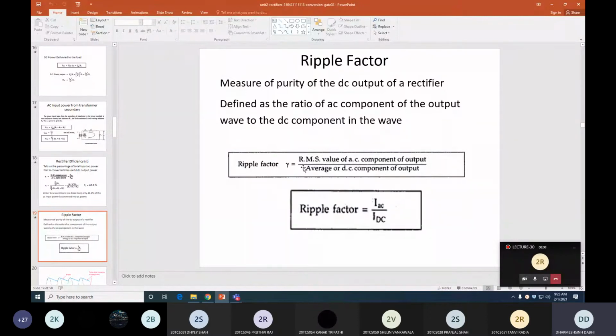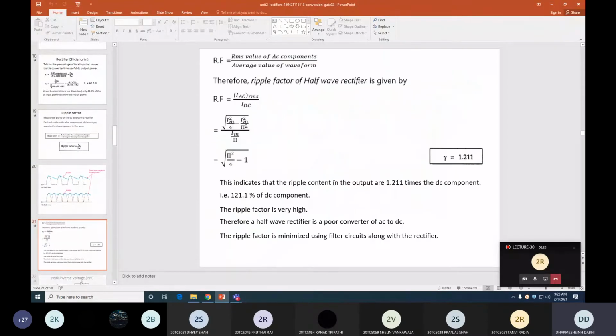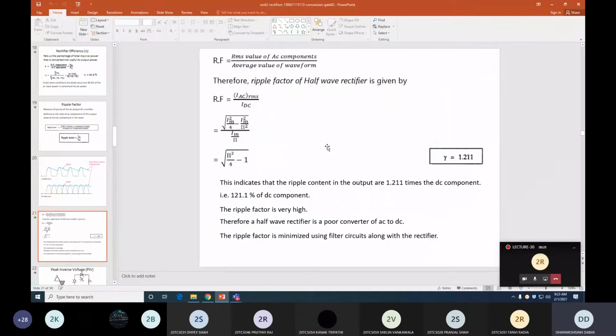This is the ratio of the RMS value of the AC component to the average value of the DC component. And this is what the ripple looks like at the output of the rectifier. First, that is the output of the half wave rectifier, and the second one is the output of the full wave rectifier. This is called the ripple, changing in magnitude with respect to time. And this is the calculation of how to calculate the ripple factor.